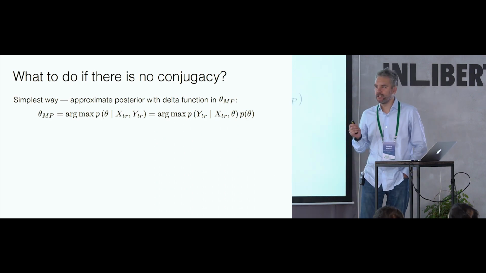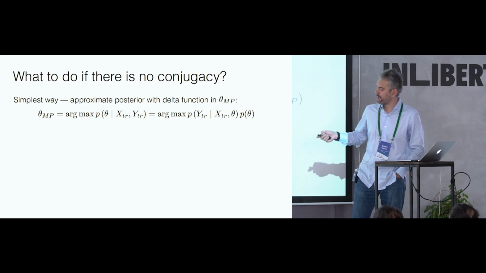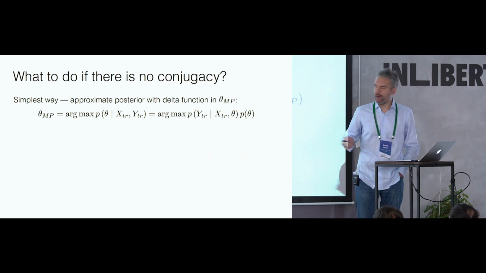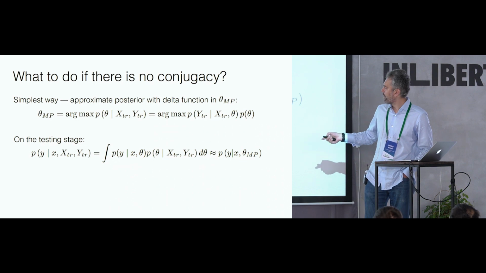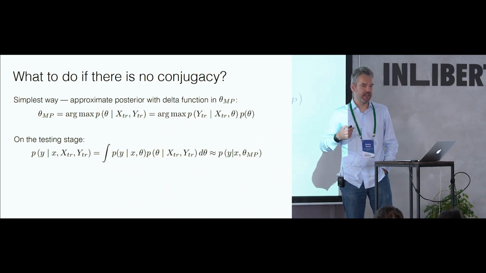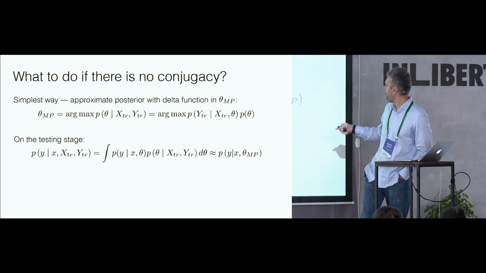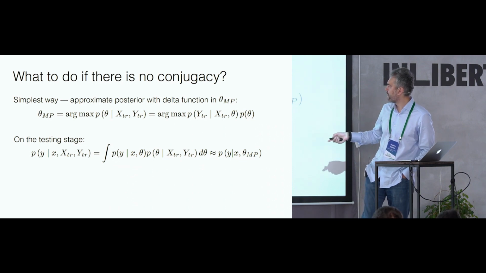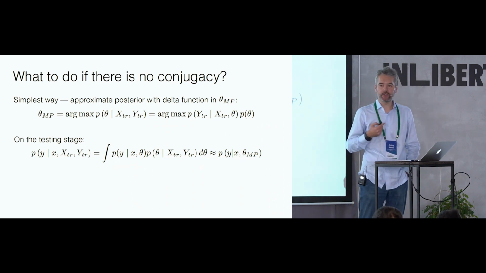Why is it also quite suitable for practical purposes? Because not only may we easily find this theta MP, but at the testing stage, since we are Bayesian, we should perform this kind of integration. But now our posterior distribution collapses to a single point. So we try to approximate the true posterior distribution with a delta function at one point, and this is the point of maximum. Then this integral collapses, and we simply substitute theta MP in our likelihood function and predict the value of y given the features of a new object x.